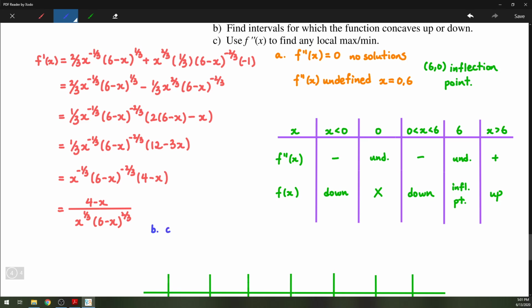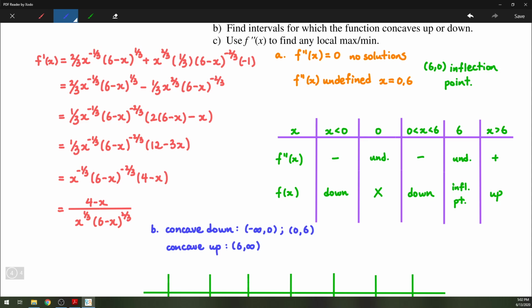So where does the graph concave down? Well, the graph concaves down from -infinity to 0, and then also from 0 to 6. And the graph concaves up from 6 to infinity. All right. So again, that's just from reading the table from part A. And finally, it says for part C to use the second derivative to find any local maximum or minimum.